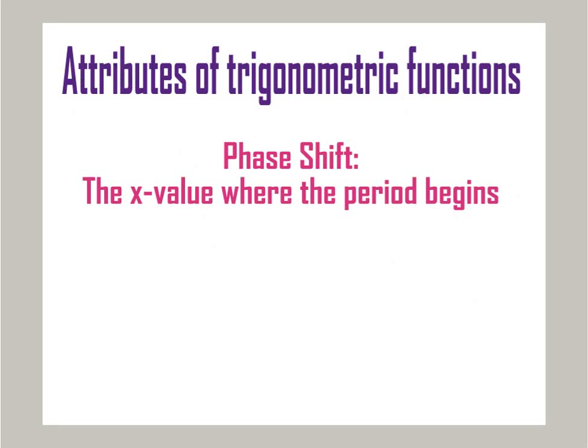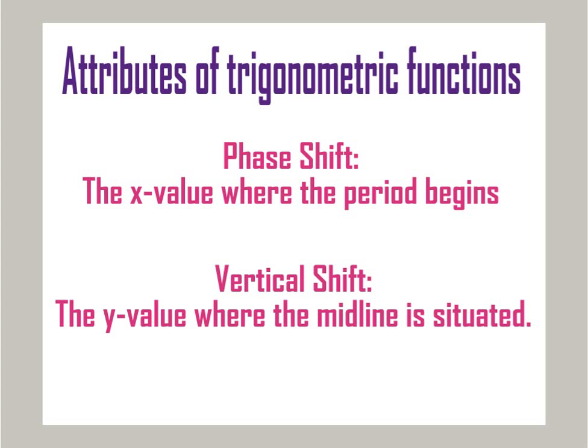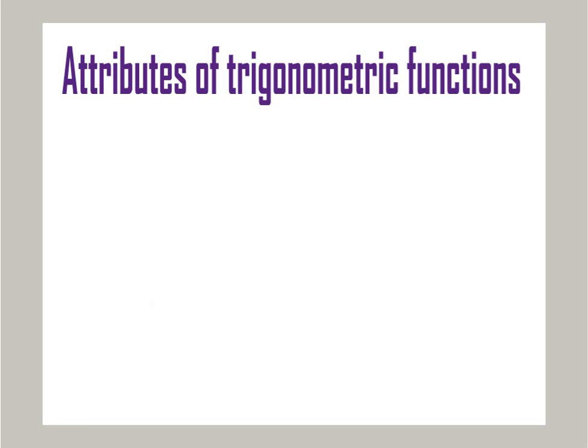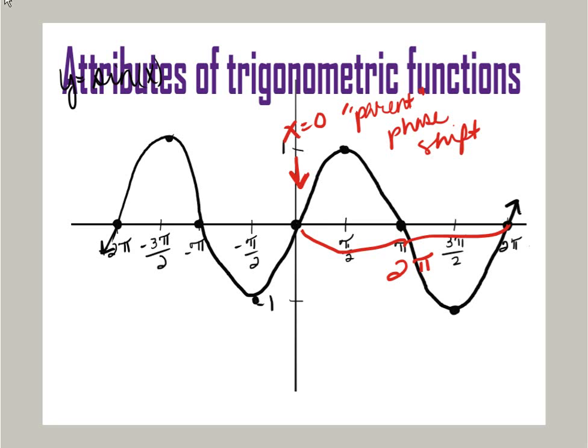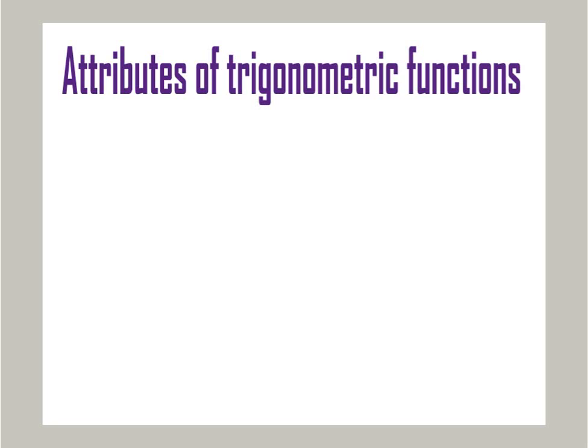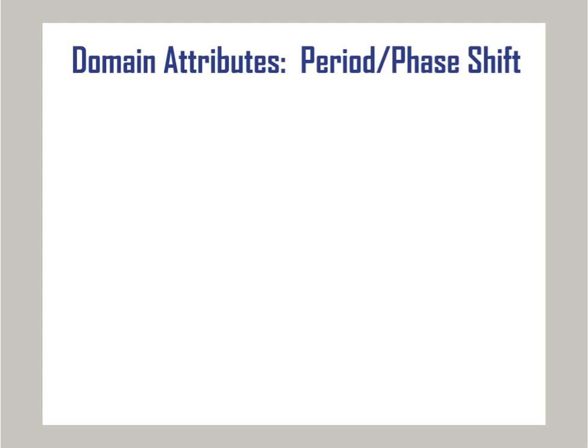All right, so we have the phase shift, and then the next attribute is the vertical shift. That would be the y value where the midline is situated. Where is the midline? We've already discussed that on the cosine function, but on the sine function we can see the same thing is happening, that for a parent function, the midline is y equals 0. So y equals 0 is our midline. Okay, so that would be the parent vertical shift. So those attributes, what does that actually mean? Well, let's talk about them more specifically.